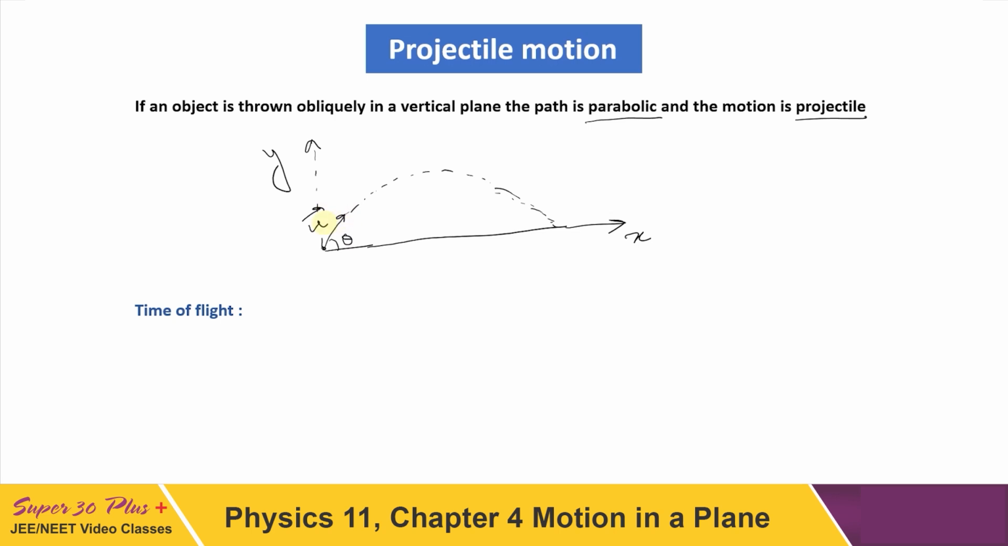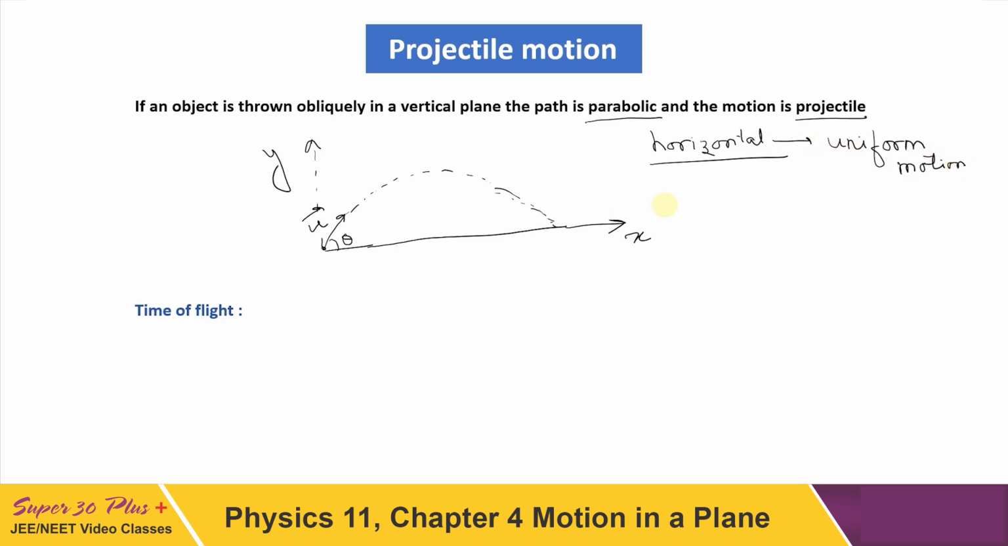If we analyze both the motions separately, what kind of motion will it be? In the horizontal or x direction, because acceleration due to gravity is working only in the vertical direction, throughout the motion there will be no change in the horizontal component of velocity. What does it mean? That in the horizontal direction, it behaves like a uniform motion.